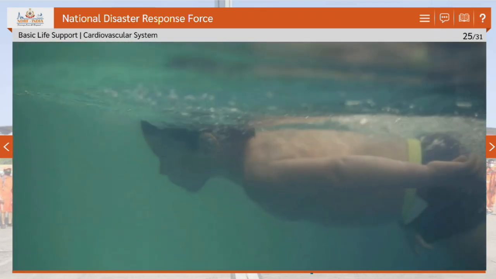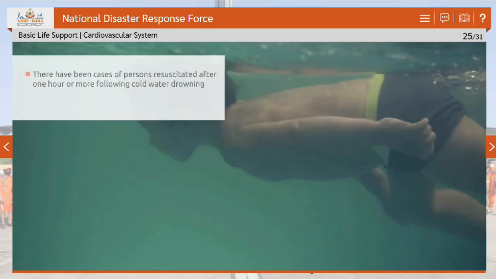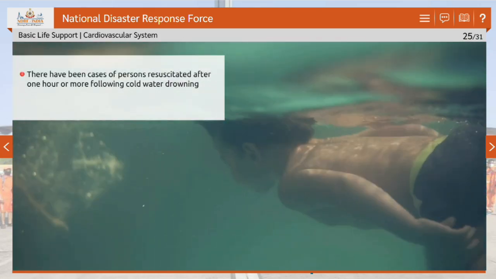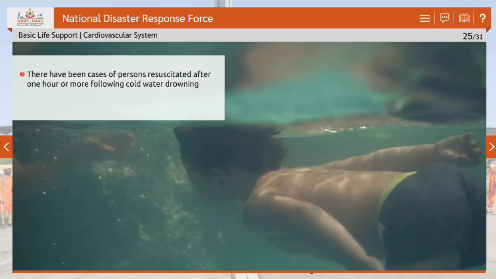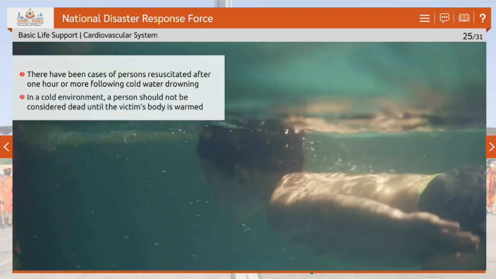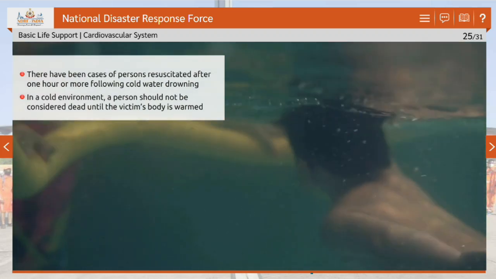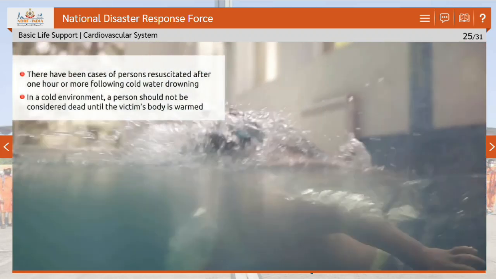One exception is cold water drowning. There have been cases of persons resuscitated after 1 hour or more following cold water drowning. In a cold environment, a person should not be considered dead until the victim's body is warmed.